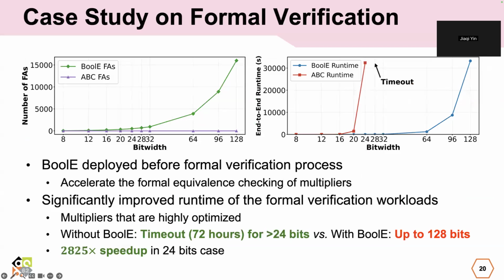To demonstrate the practical impact, we deployed BoolE before the formal verification process for a highly optimized multiplier. The results are impressive. The left graph shows that BoolE consistently identifies more full adders than ABC, especially as the bit width increases. The right figure illustrates the end-to-end runtime. Without BoolE, verification of this optimized multiplier times out after 72 hours for designs larger than 24 bits. With BoolE, we were able to verify designs up to 128 bits. In the 24-bit case, BoolE provides a remarkable 28 to 25-fold speedup in the verification runtime.